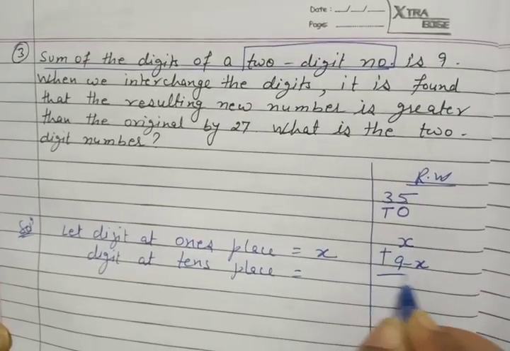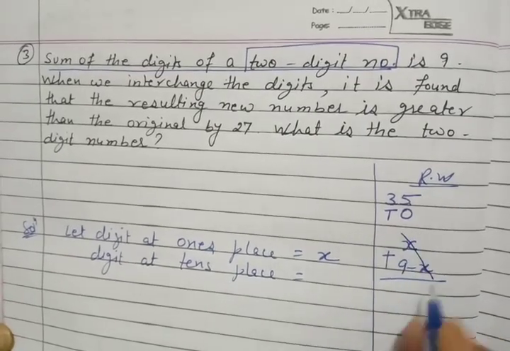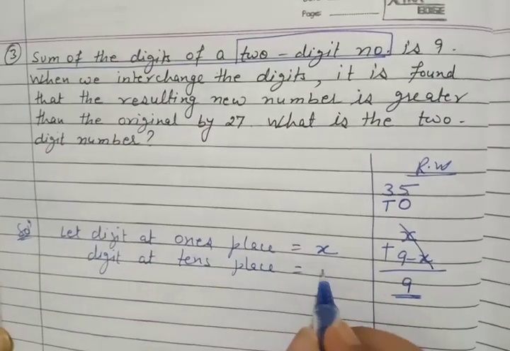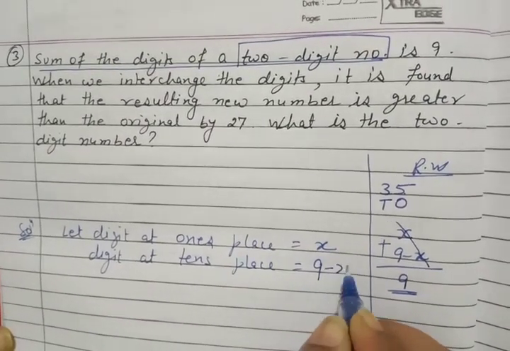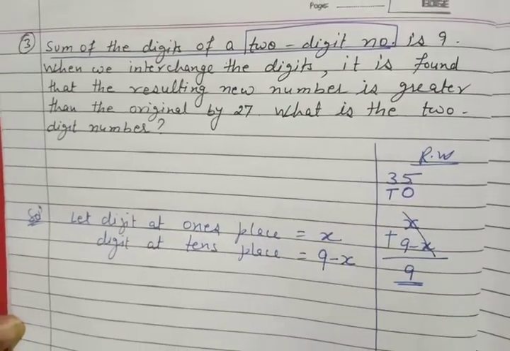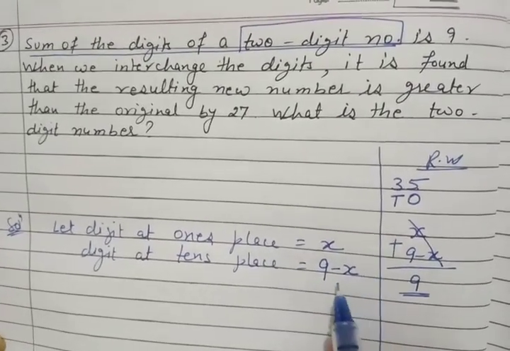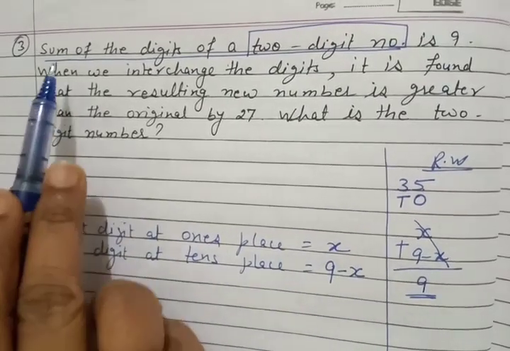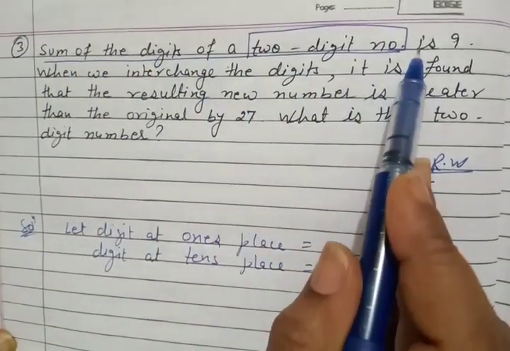You can add these two and check. These two will get cancelled, and what is the sum of these two? 9. So the digit at the ones place is x, and the digit at the tens place is 9 minus x. You can check after adding these two. When you add, x minus x will become 0, and the sum of these two things will be 9. Sum of the digits is 9.